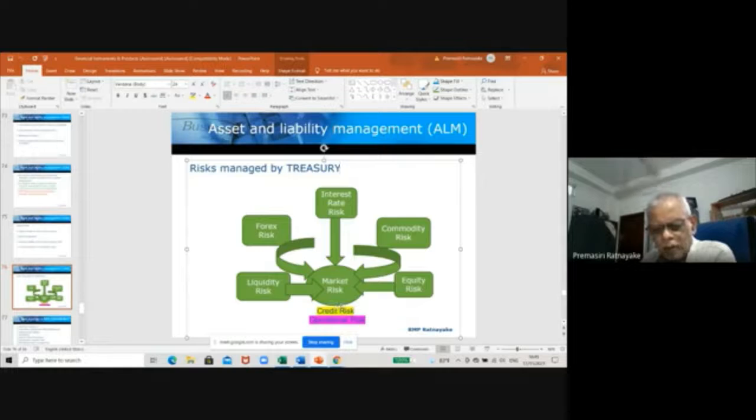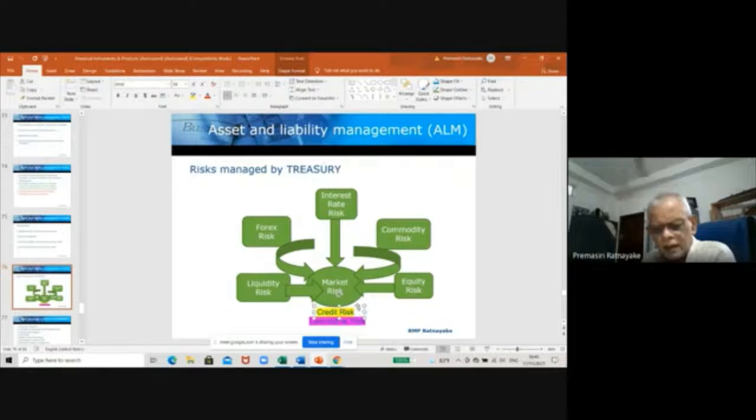Credit risk, the counterparty risk, and the operational risk in delivering the products and services. There will be operation risk in all of these products, attached to all of these risks. So this is a good overall look at asset liability management and the risk managed by a treasury.